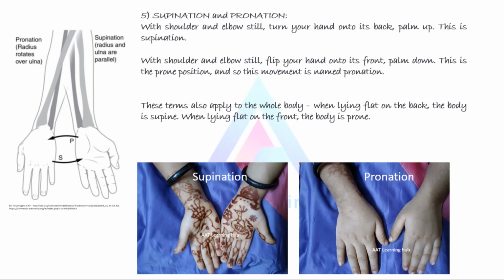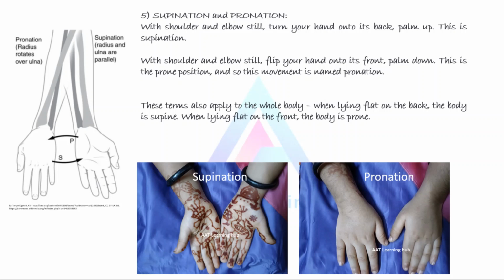Fifth is supination and pronation. With shoulder and elbow still, turn your hand onto its back, palm up. This is supination. So imagine holding a bowl of soup in your hands. How will you hold it? So that is supination. Soup, supination. With shoulder and elbow still, flip your hand onto its front, palm down. This is prone position. So this movement is named pronation. So when you lie flat on the back, the body is in supine posture. When you lie down with your stomach touching the ground, your body is in prone position.